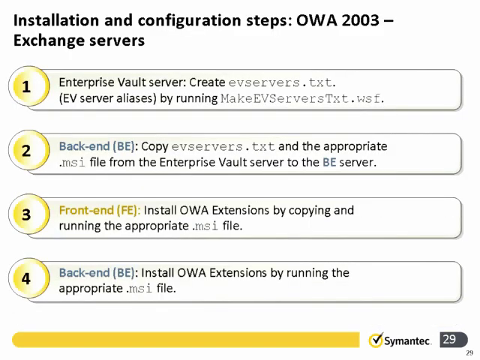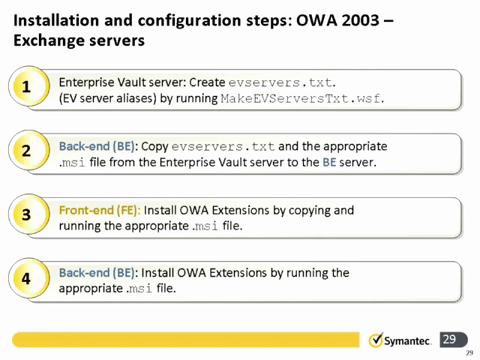So now we're going to look at the basic process we go through to configure the Exchange servers as part of installing the Outlook Web Access extensions. The first thing we do is go to our Enterprise Vault server and create a file named evservice.txt. We do have a script, the makeevservice.txt.wsf file, that will automatically generate that for you. However, you do not have to use that script. You can do it manually just by entering the IP addresses of all the Enterprise Vault servers.